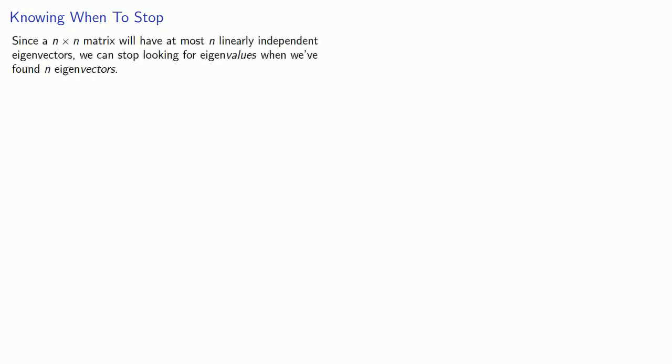And if we put this all together, this tells us when to stop. Since an n by n matrix will have at most n linearly independent eigenvectors, we can stop looking for eigenvalues when we've found n eigenvectors. And if we have a non-defective matrix, we will eventually find all of the eigenvectors. And so we're done with the problem.